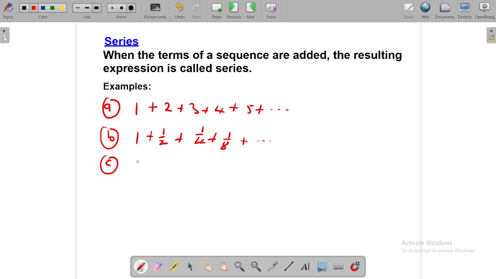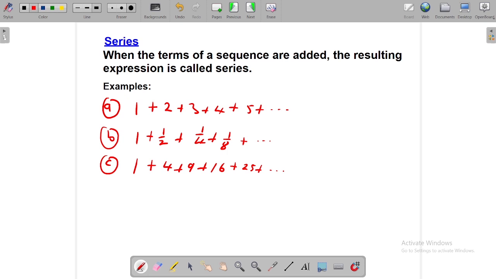Let's say we have 1 plus 4 plus 9 plus 16 plus 25 plus so on and so forth. Now, I wrote this just to help us understand that series is about addition of the whole terms that appear in a sequence. Now, there is something very important. Series has a general formula for both arithmetic progression and geometric progression.